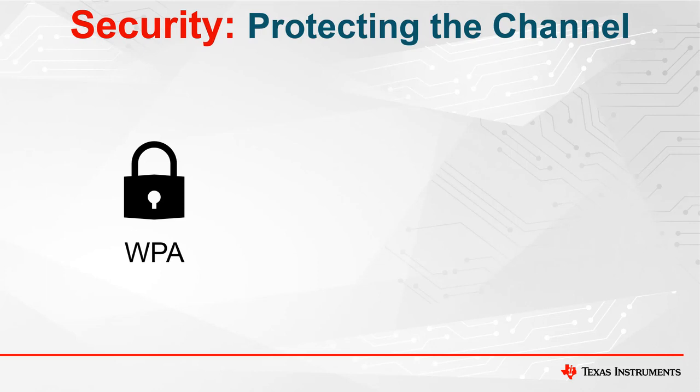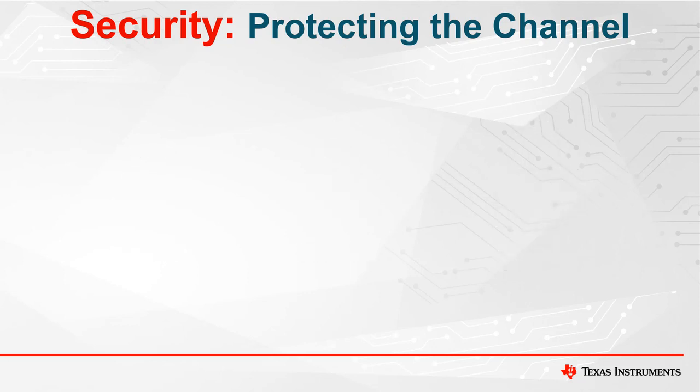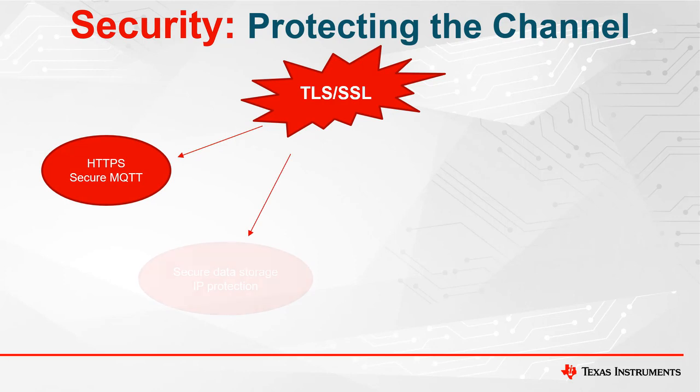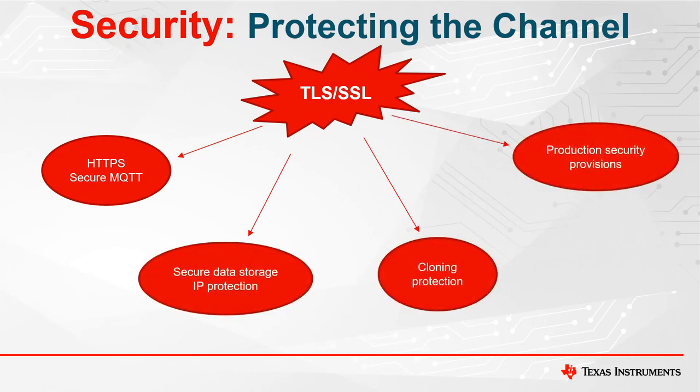The Wi-Fi Protected Access security defines the authentication, integrity, and confidentiality within the local area network, i.e. security over the air between the edge node and the local 802.11 access point. Texas Instruments Wi-Fi devices are compliant with the latest WPA 3.0 specification. In addition, the IoT-oriented devices provide a full set of security enablers for the edge nodes, such as secure sockets which provide peer-to-peer protection, secure data storage and IP protection, cloning protection, and provisions for security during production.